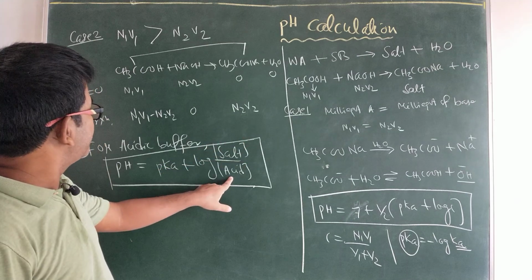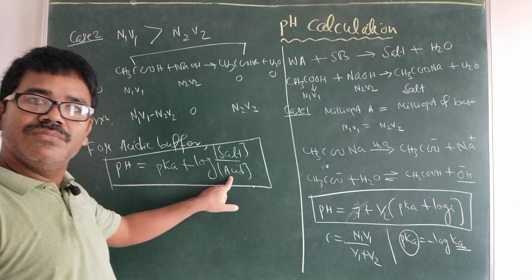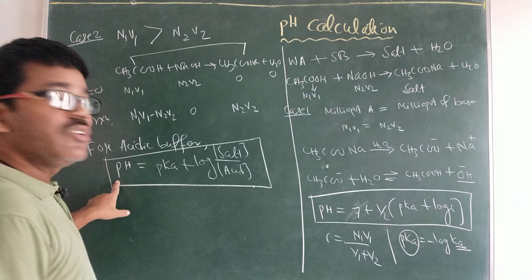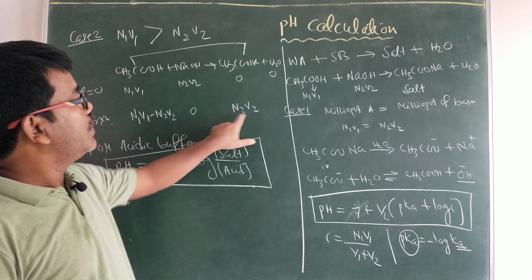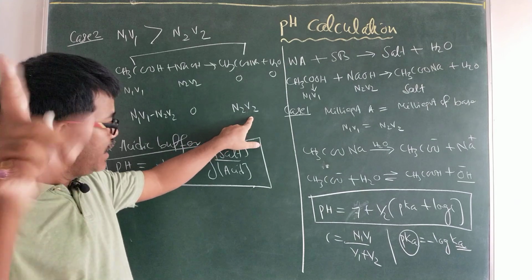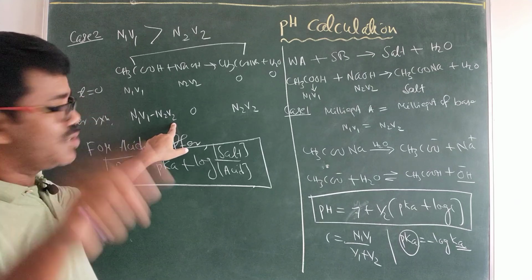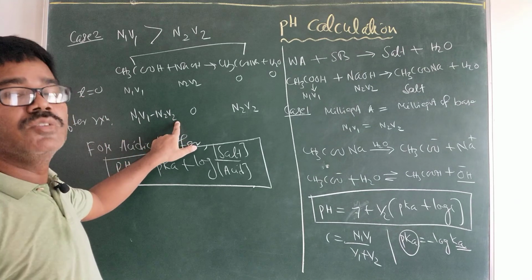What is the acid concentration? The milli equivalent of the acid left after the reaction divided by total volume. And the pKa value will be given. Thus we can calculate the pH. Salt concentration is N2V2 by V1 plus V2. And acid concentration is the milli equivalent of the acid left after the reaction. What is that? N1V1 minus N2V2 by total volume.